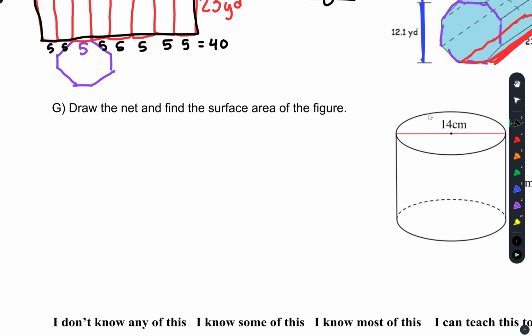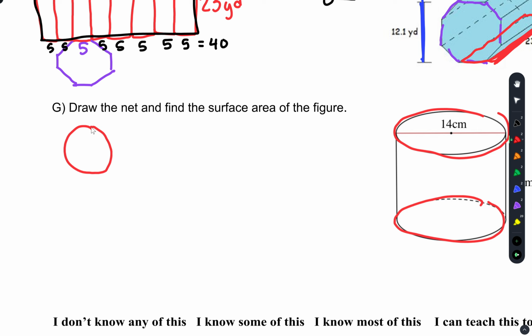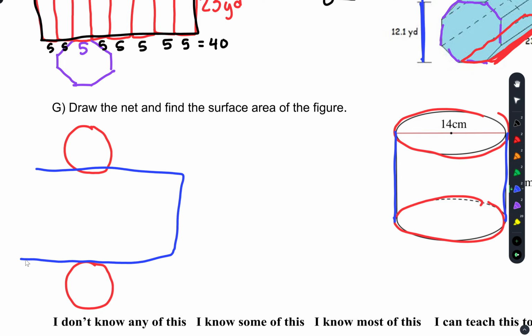Things get a little tricky in this guy. Let's draw the net. It's a cylinder, so there's 2 circular bases. So let's draw those 2 circles out. And then in the middle of those 2 circles, this curved surface is going to unfold to make what shape? A rectangle, right. Just because it's curved doesn't mean anything. When we unfold it, it's going to make a rectangle.